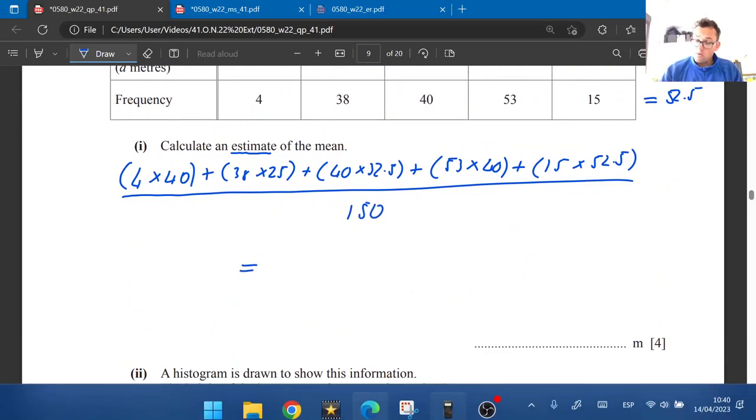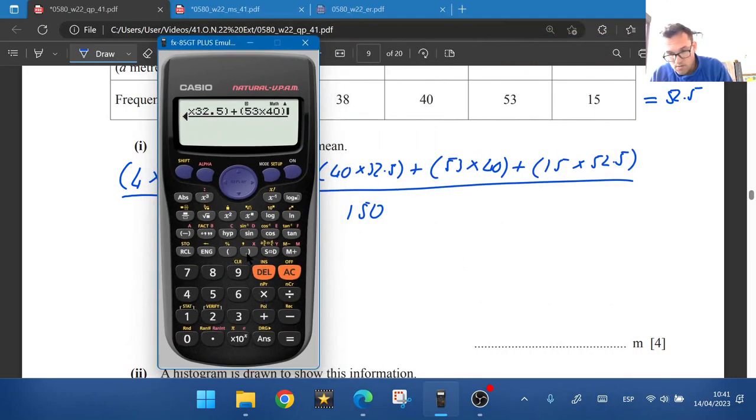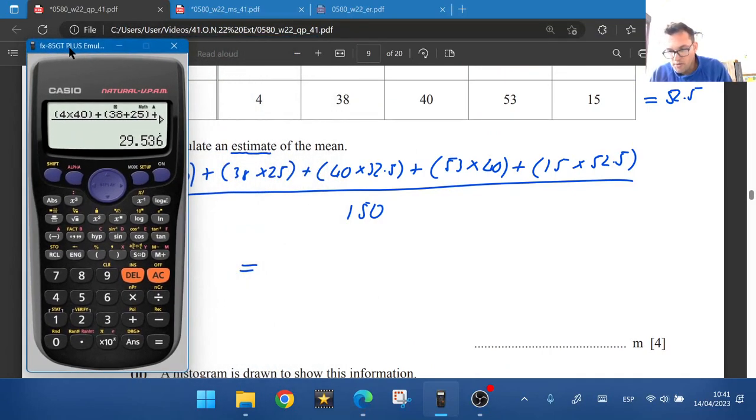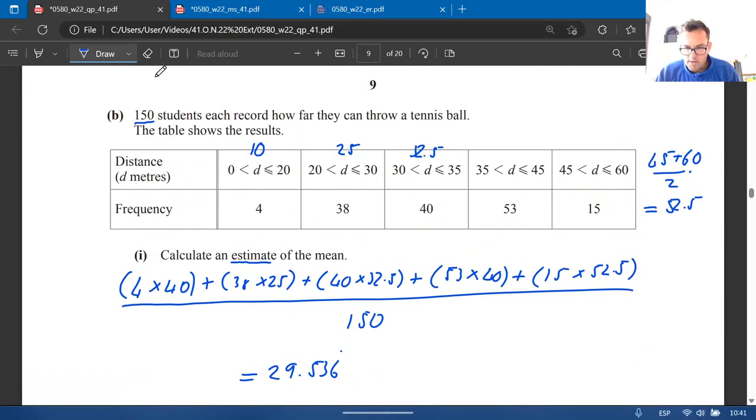Right, this is most of the hard work done. Most of the marks changed. Just be very careful when you put it in. It's easy to make mistakes. Final answer, 29.536 recurring. Think, is it possible? Where is 29? There. I would have liked more in the 30s, more to the middle.